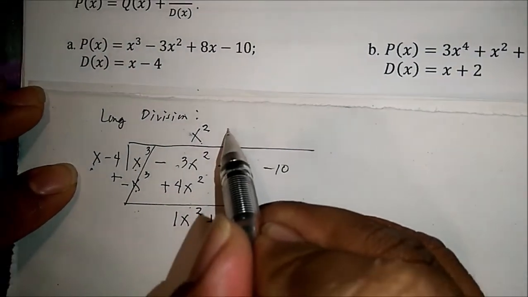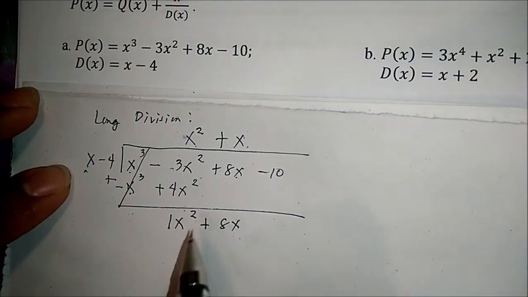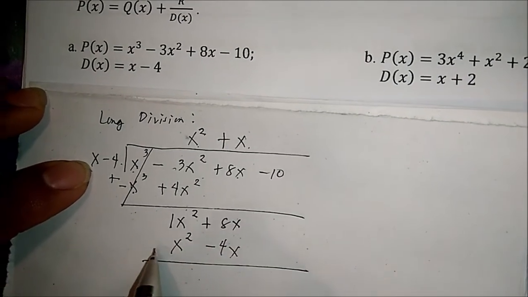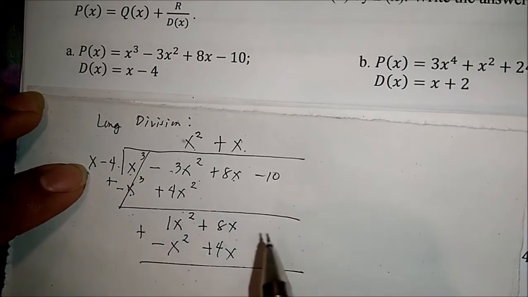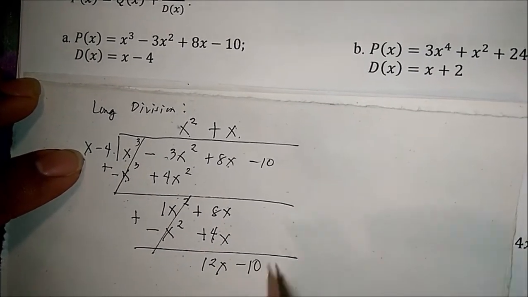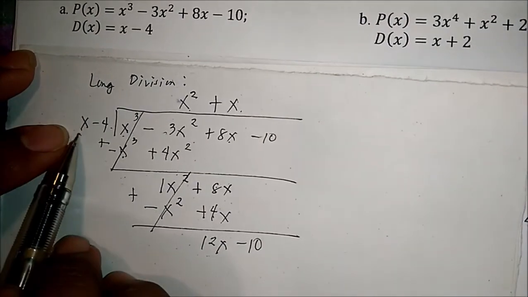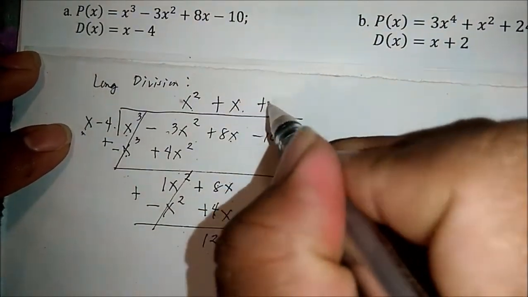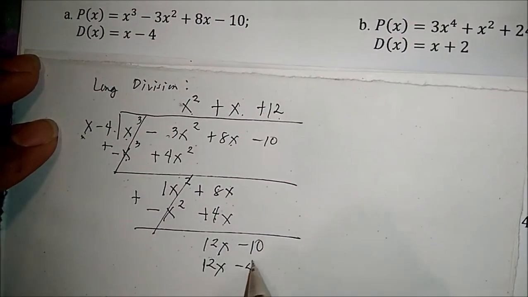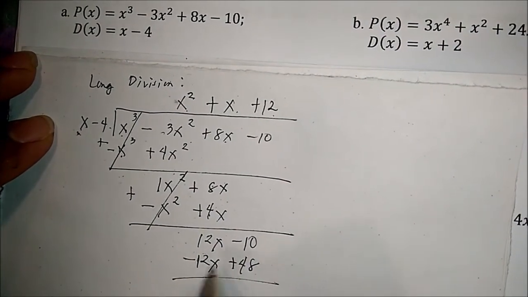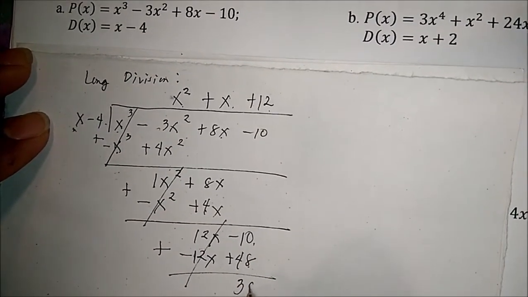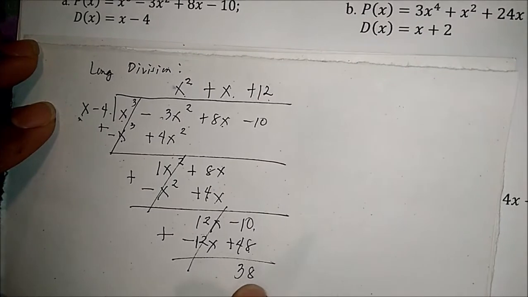Then, bring down 8x. So, x squared divided by x, that would be x. So, isulat natin katapat ng 8x. So, positive x. X times x is positive x squared. X times negative 4 is negative 4x. Then, change the sign. Change the sign, proceed to addition. So, 1 plus negative 1 is 0. 8 plus 4 is 12x. Bring down negative 10. Let's divide again. 12x divided by x, that would be positive 12. So, plus 12. 12 times x, that's 12x. 12 times negative 4 is negative 48. Then, change the sign, proceed to addition. 12 plus negative 12 is 0. Negative 10 plus 48 is 38. So, the remainder is 38.